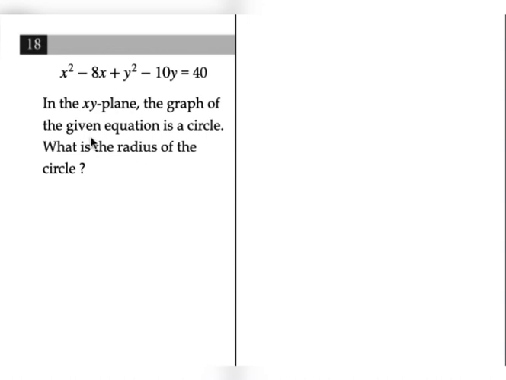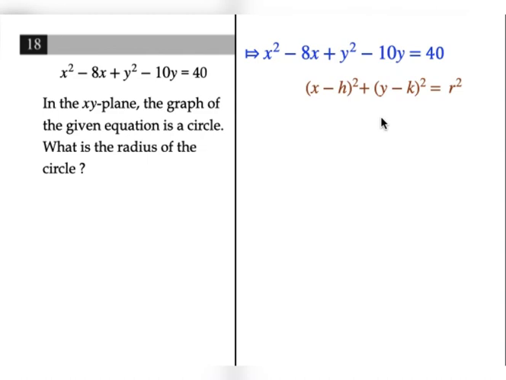Welcome dear friends. In this question we are asked to find the radius of the circle if the equation given is equation of a circle. Right. The equation is in general form. Before we find the radius of the circle, we have to rewrite the equation in standard form. To do that, we are going to use the completing the square method.